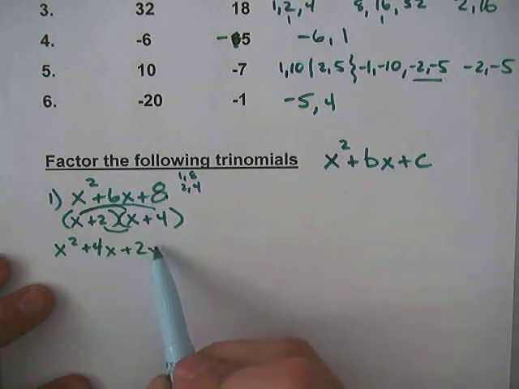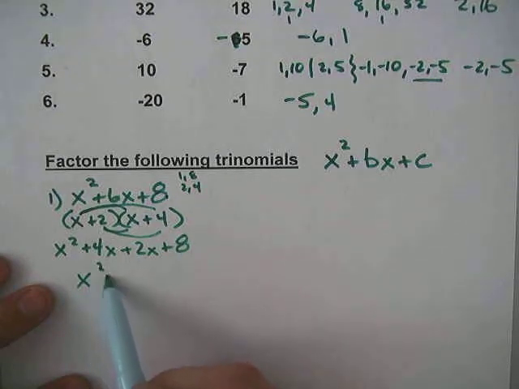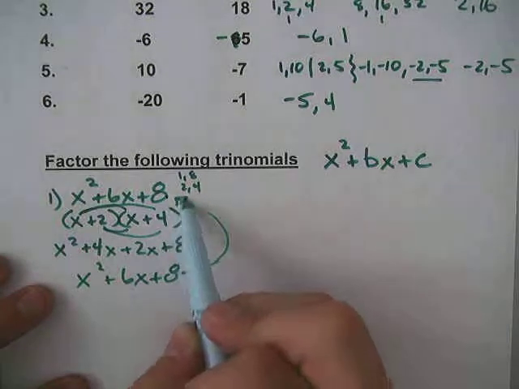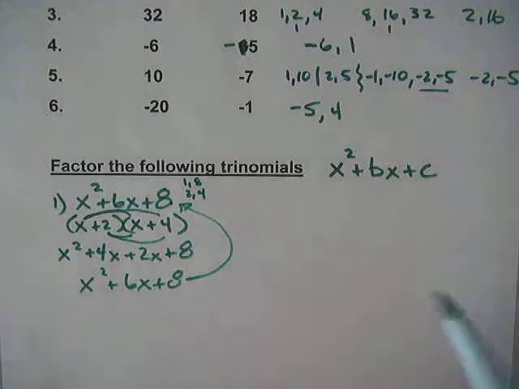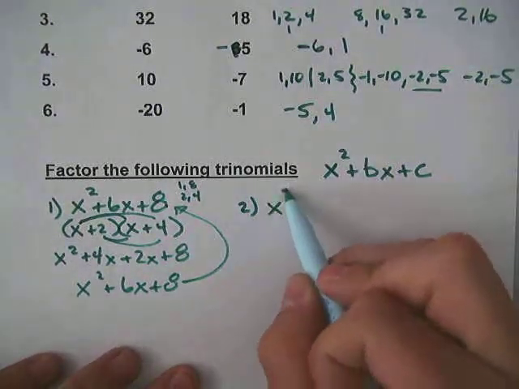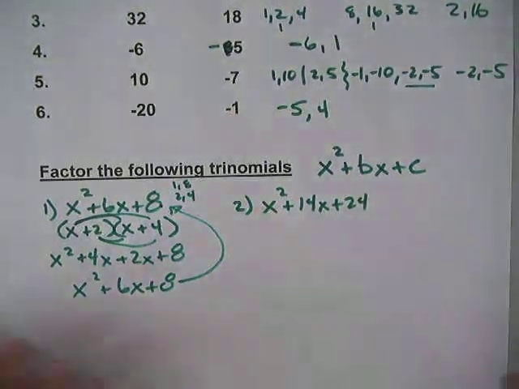X times x is x squared. X times 4 is 4x. 2 times x is 2x. And 2 times 4 is 8. So you get x squared plus 6x plus 8, which is exactly what we started with. Okay? And that's what we're looking for to do in every one of these right now.